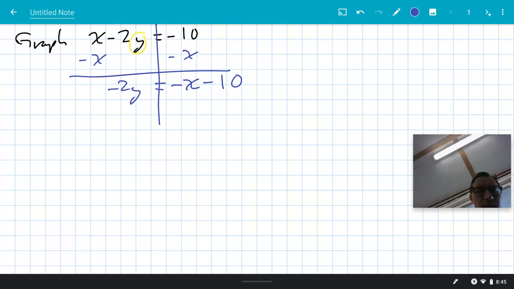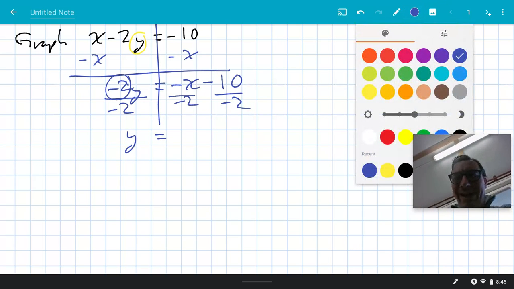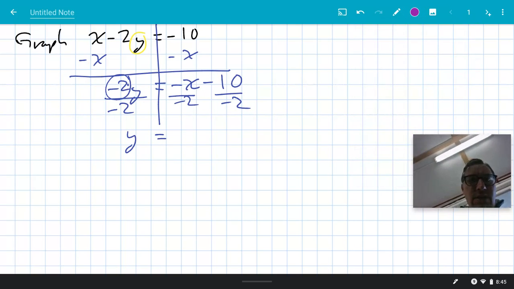So now I want to get rid of this times negative 2. What's the opposite of times negative 2? It's divide by negative 2. So I'm going to divide each term by negative 2, and we have y equals. Now, negative over a negative is a positive. And then the invisible number in front of the x is a 1. There's an invisible 1 there.